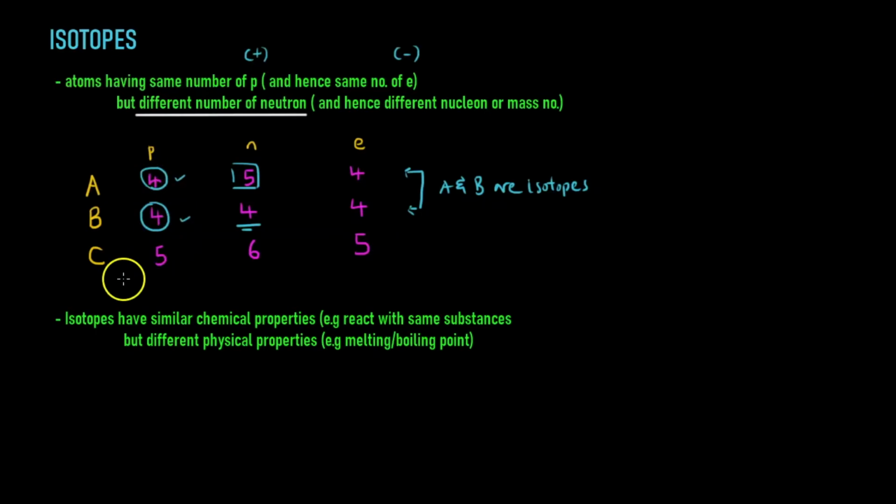From A or B, so you can just strike it out. It doesn't play a part. It's a different element altogether. So how do we illustrate, how do we write down A and B?